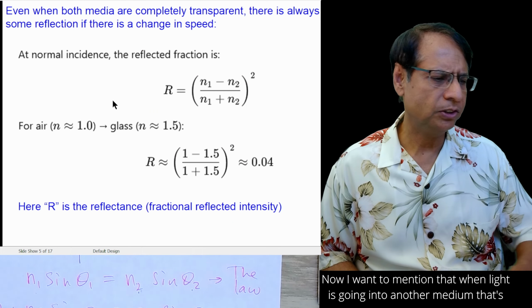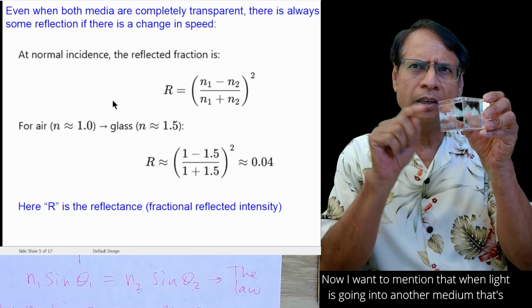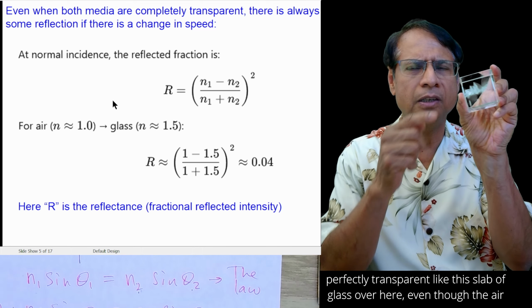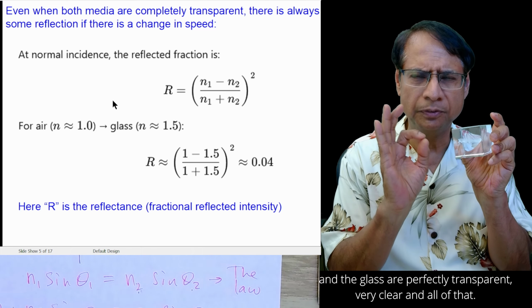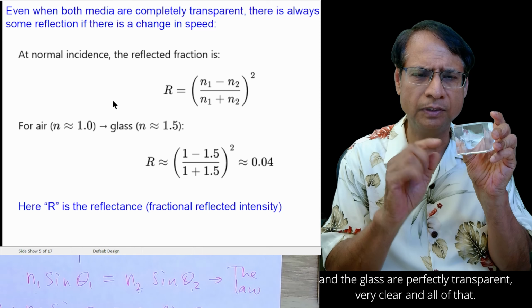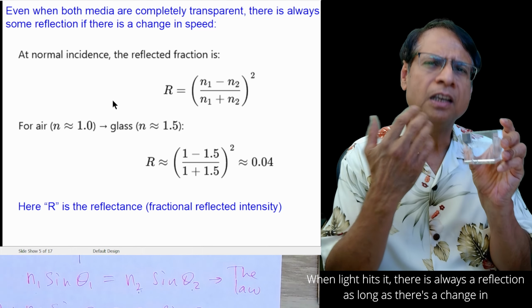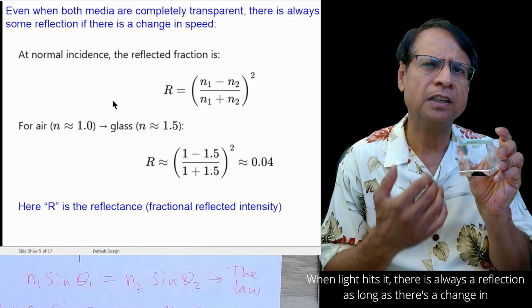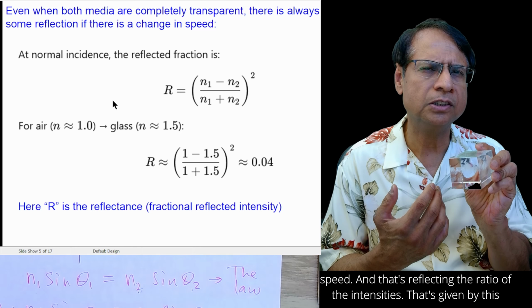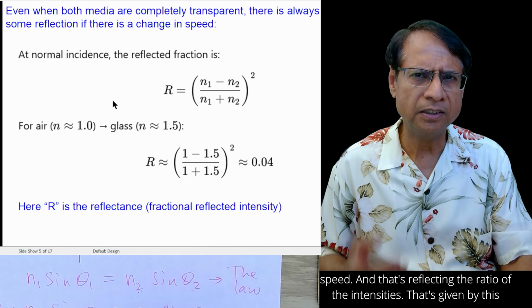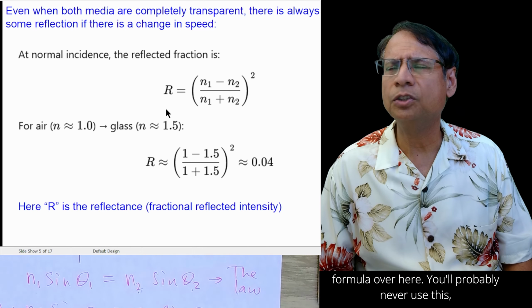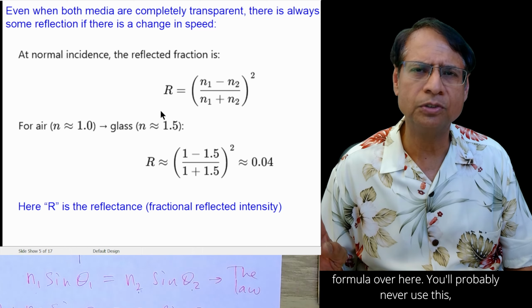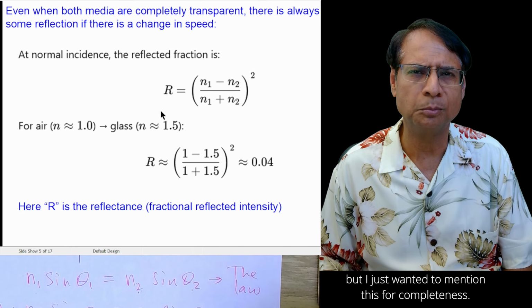Now, I want to mention that when light is going into another medium that's perfectly transparent, like this slab of glass over here, even though the air and the glass are perfectly transparent, very clear and all of that, when light hits it, there is always a reflection as long as there's a change in speed. And that reflectance, the ratio of the intensities, is given by this formula over here. You'll probably never use this, but I just wanted to mention this for completeness.